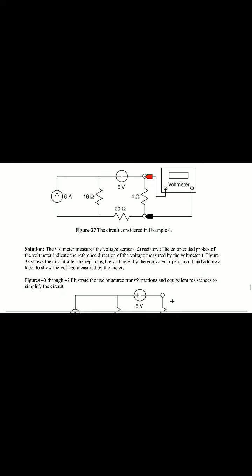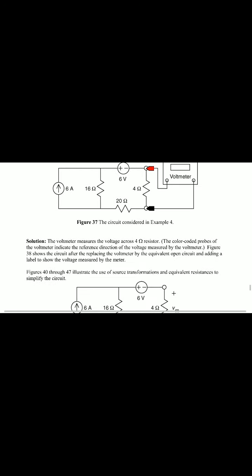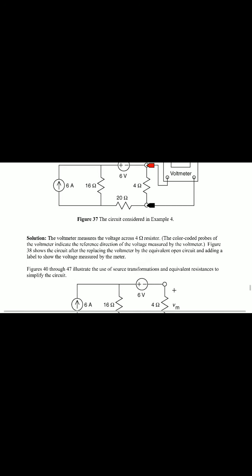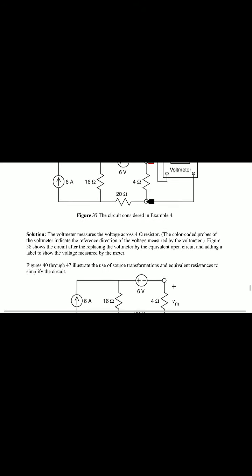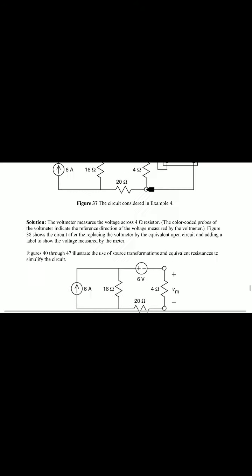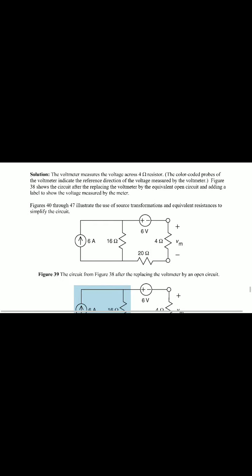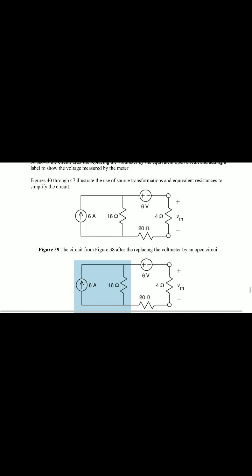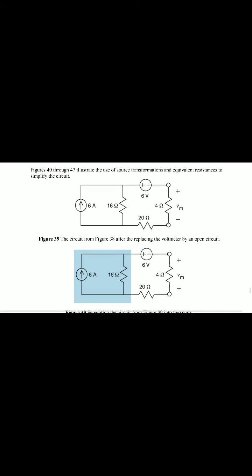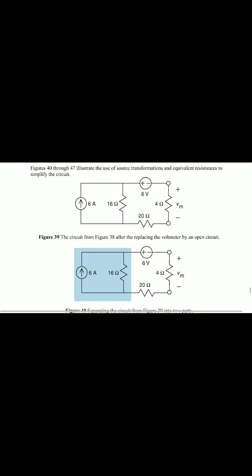Here the voltmeter measures the voltage across the 4 ohm resistor. The color coded probes of the voltmeter indicate the reference direction of the voltage measured by the voltmeter. So the figure shows the circuit after replacing the voltmeter by the equivalent open circuit and adding labels to show the voltage measured by the meter. Figures 40 to 47 illustrate the use of source transformation and equivalent resistance to simplify the circuit.